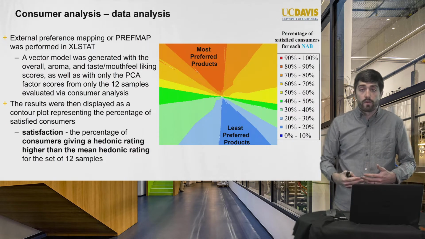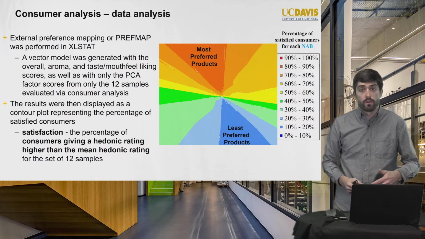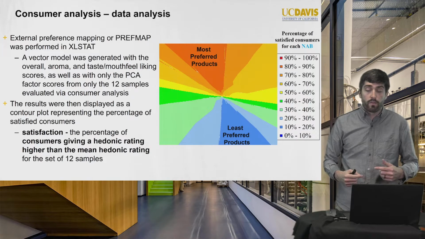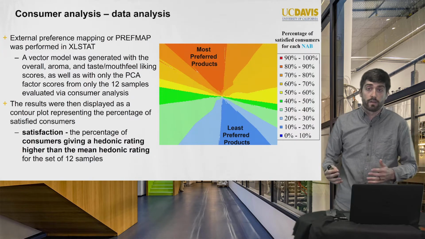Now, to explore the drivers of consumer preference, we used external preference mapping. And doing this, the consumer satisfaction can be shown as a contour plot.